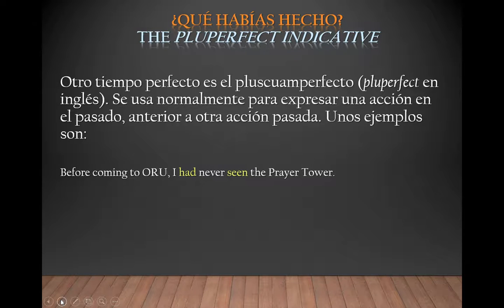For example, before coming to ORU, I had never seen the prayer tower. So had and seen, or had seen, is an example of past perfect or pluperfect because it took place in the past, but it was prior to another action. In this case, it happened before, or in this case didn't happen, but before coming to ORU. And notice that the word never, we can put that in between the had and the seen, but once again in Spanish, you would not do that. And I'll show you this sentence in Spanish a little bit later.